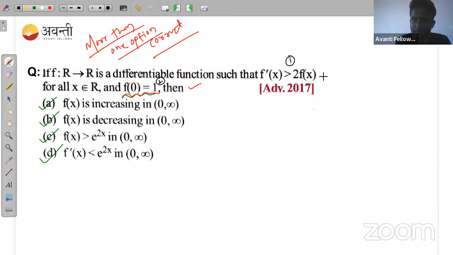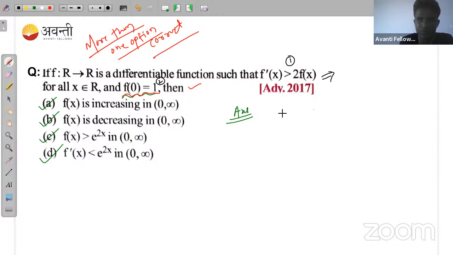Now we have this option, right? We have to find something on this. Basically, the concept of increasing, decreasing. Okay, this is the concept of monotonicity. Basically, you can see the answer here. So basically, I will solve it for you.